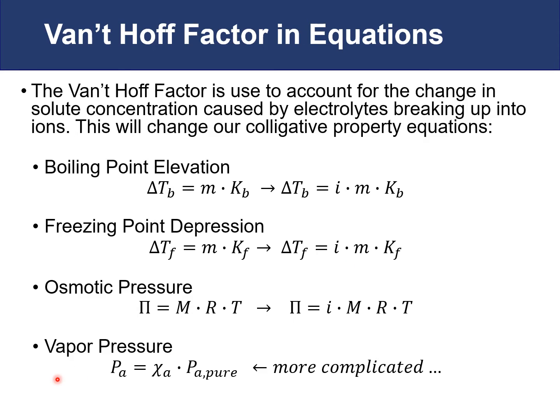Unfortunately, for the vapor pressure, things become a good bit more complicated because the moles of solute in our concentration, the mole fraction, appear both in the numerator and the denominator. So when you are applying the Van't Hoff factor to things like vapor pressure, as we will see in the next problem, you need to apply it to both parts of your fraction. You need to apply it wherever you have the moles of solute appearing in your concentration. So for mole fraction, that's both in the numerator and the denominator.